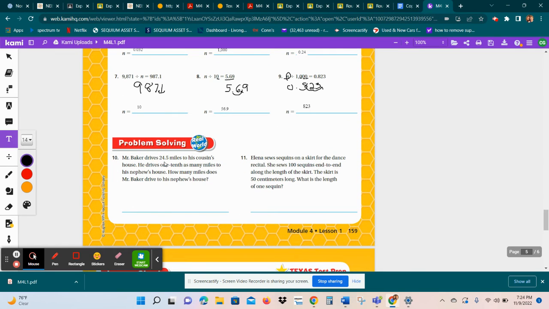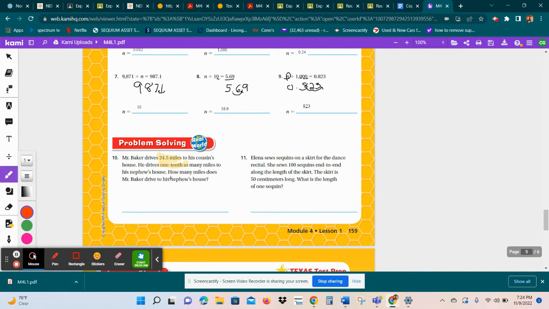Mr. Baker drives 24 and 5/10 miles to his cousin's house. He drives 1/10, I'm going to kind of highlight that part right there, 1/10 as many miles to his nephew's house. So here, this is going to be cousin 24. So I'm going to take 1/10 of 24 and 5/10. So I'm going to go ahead and just write that out.